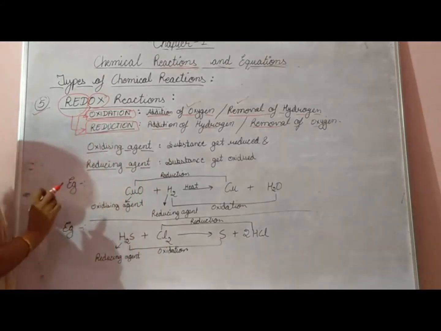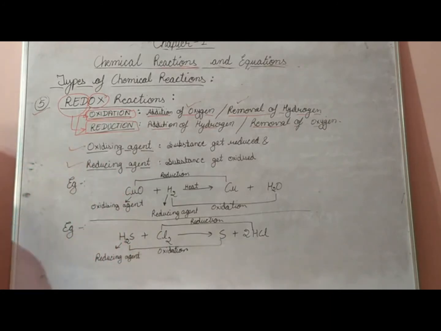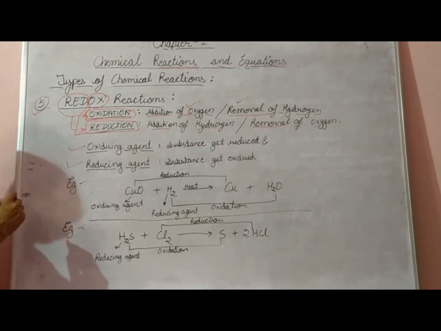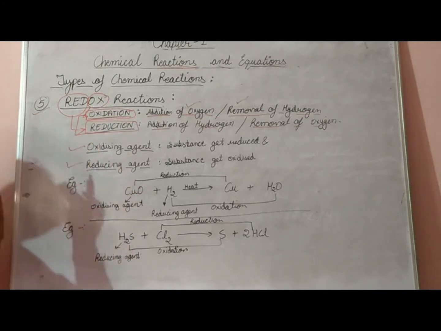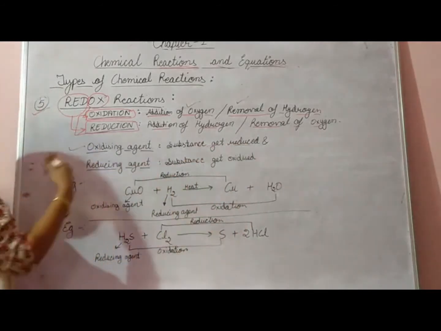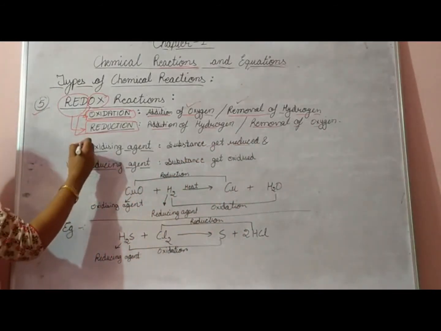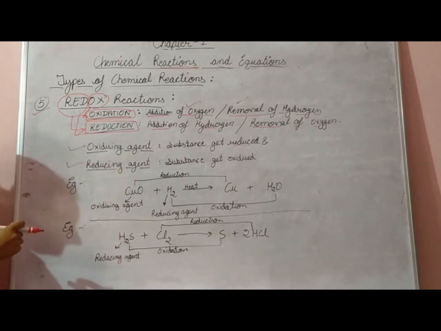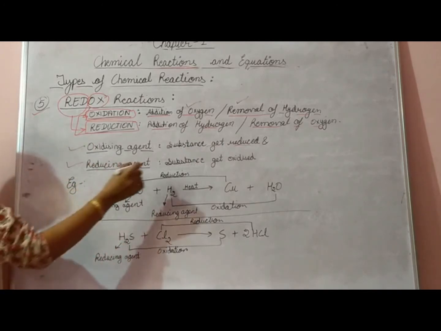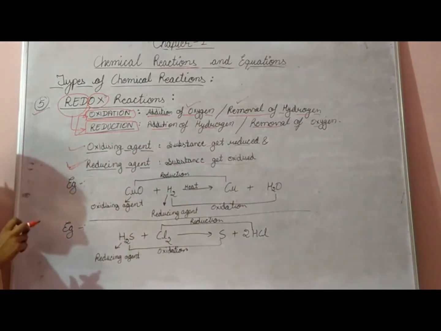Both these processes occur simultaneously. Then we will use two terms here, oxidizing agent and reducing agent. Oxidizing agents are the substances which get reduced themselves. The substance which is getting reduced in a reaction will be your oxidizing agent. And the substance which is getting oxidized itself will act as a reducing agent.